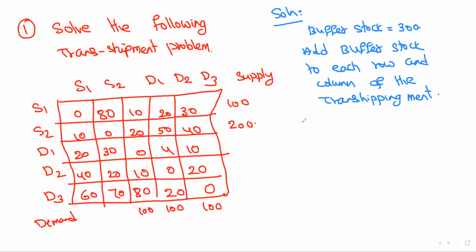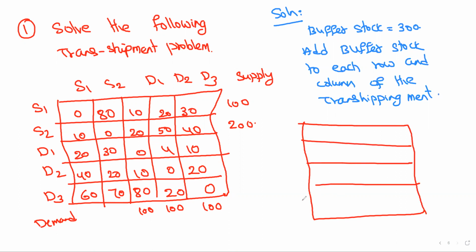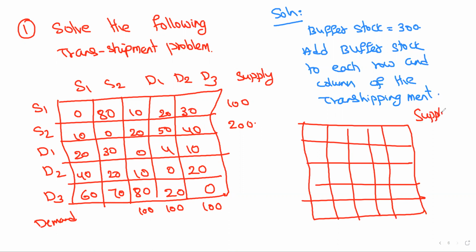So once again, I'm drawing this one. 5 rows we have and 5 columns we have: 1, 2, 3, 4, 5. And the columns also 1, 2, 3, 4, 5. So write the values we have. And here the supply, and here the demand. First row, how much do we have? 100 is there. 100 plus 300, 400. Here I have 200. 200 plus 300, 500. Here nothing is there, 0. 0 plus 300, 300. And here nothing is there, 0, 300. And again here also 300.